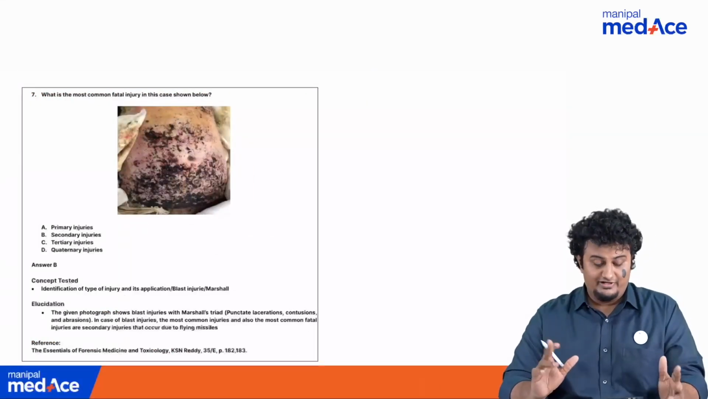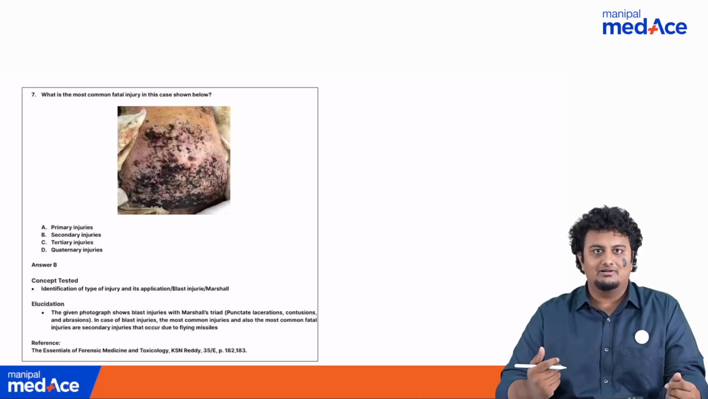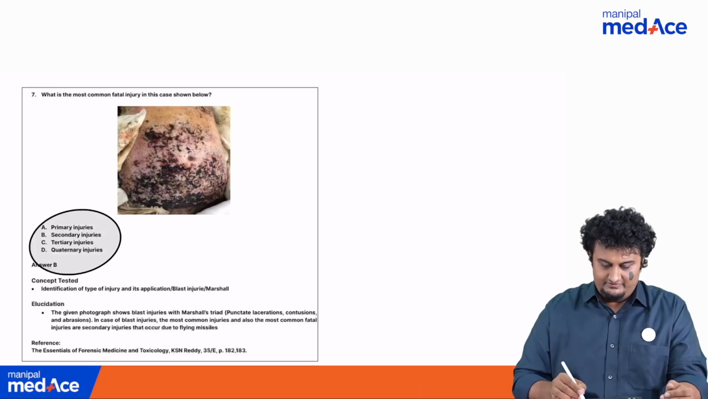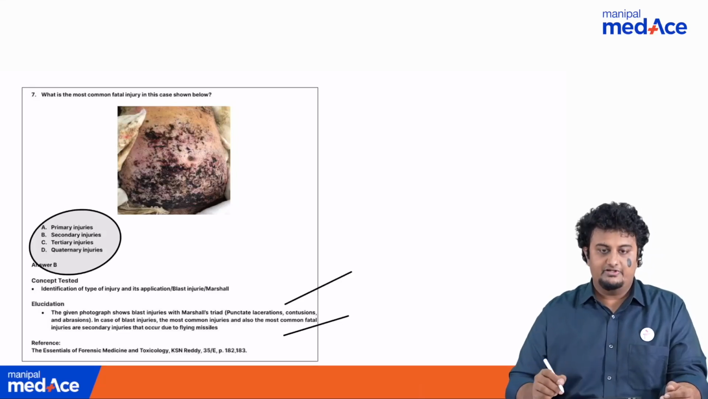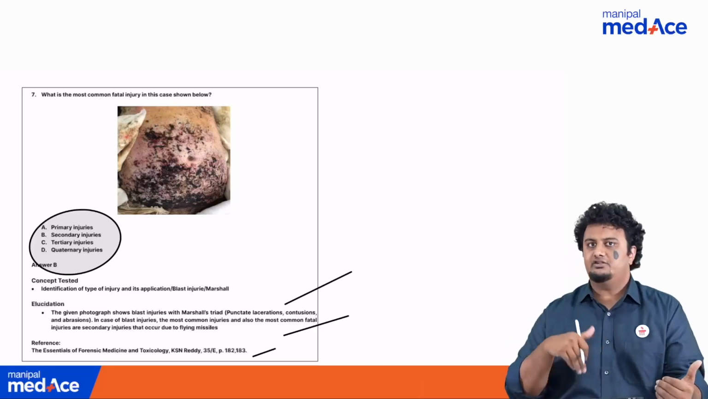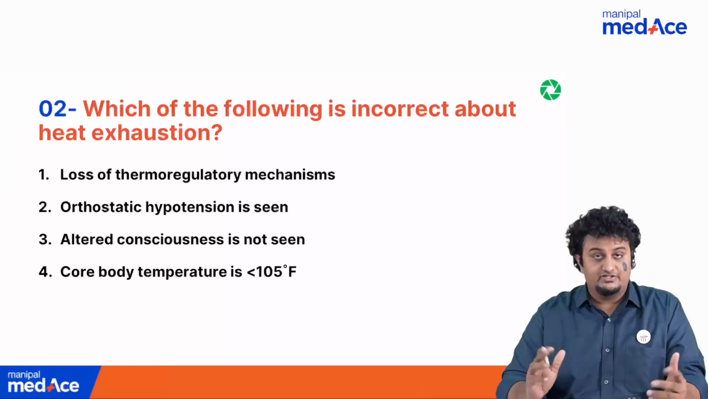Sorry, before I even get to that, bringing your attention to another thing, this was part of our Q bank as well. I had asked this question with an image, and if you notice over here, the same thing was given along with Marshall's triad being mentioned, along with the reference as well. So if you have gone through even our present Q bank, you would have been able to answer this. So let's move on. Next, question number 2.